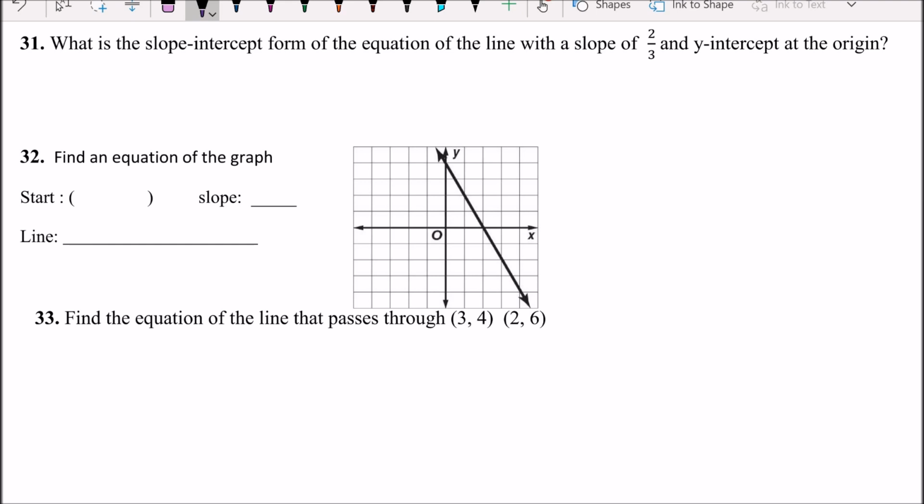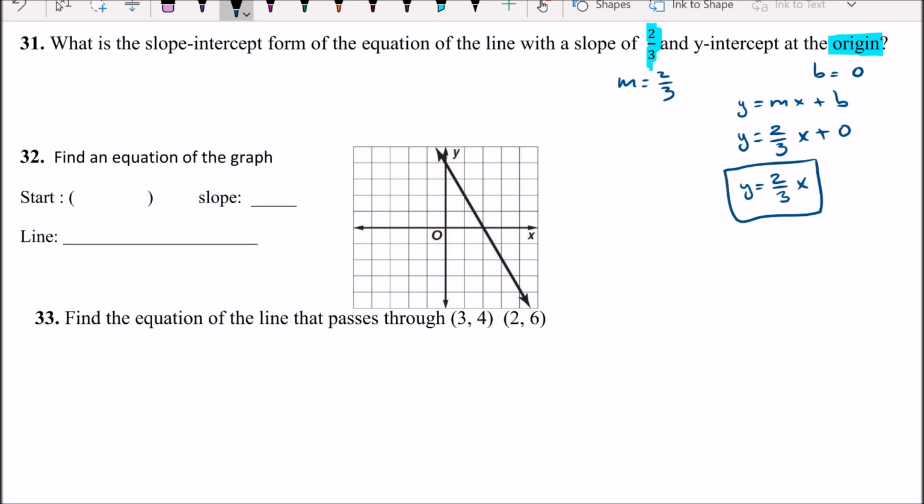So problem 31: find the slope-intercept form of the equation with slope 2 over 3 and y-intercept at the origin. Okay, so we know m is 2 over 3. The origin means that b equals 0. So y equals mx plus b turns into y equals 2 over 3x plus 0, or y equals 2 over 3x. Okay, that's it for number 31.